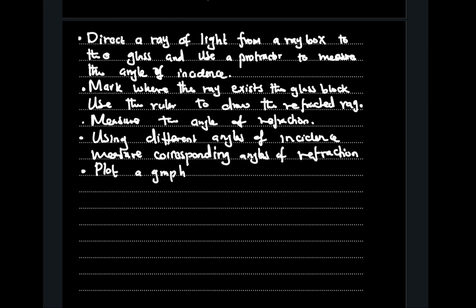Then we're going to fill a table and plot a graph of sin i against sin r. If you draw this graph, you're going to get a straight line graph. And I've already mentioned in previous sections that with this kind of graph, you can see that sin i and sin r increase together. So it means as you increase the angle of incidence, the angle of refraction also increases.